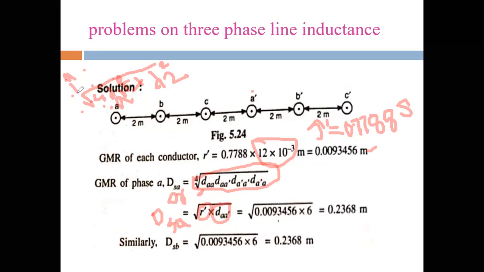This is the distance between A to A dash. But in this problem, the conductors are in the horizontal line. In the previous problems, the conductors were arranged in parallel. That's why the distance between A to A dash was the square root of 4 d1 square plus d2 square.